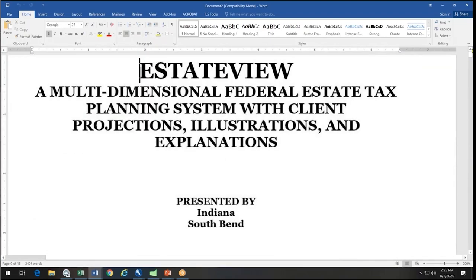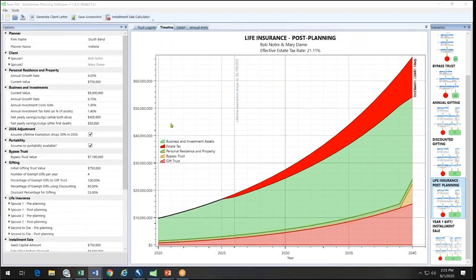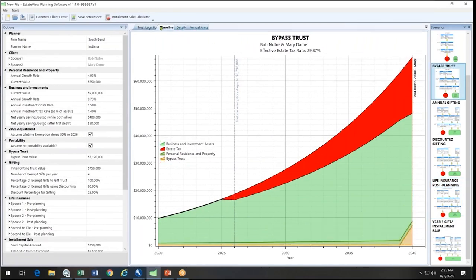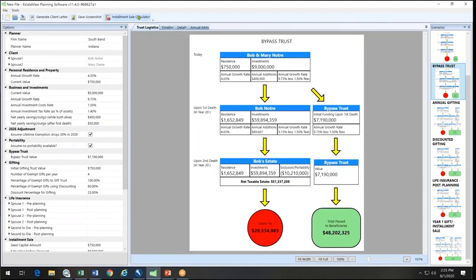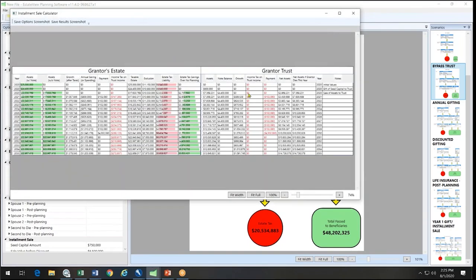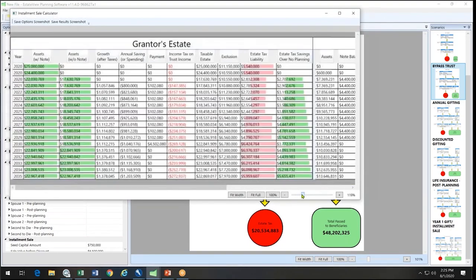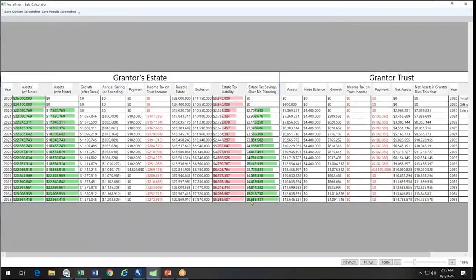Now, we will be updating this software at no charge when the estate tax exemption amount changes. That's going to be, of course, at least January 1st, but it may change again once we get election results. The final thing that the software does, besides being able to save all of these calculations and all of these screenshots separately, is there is a separate installment sale calculator where the numbers are shown for the client and for you on a year-by-year basis for a single individual.